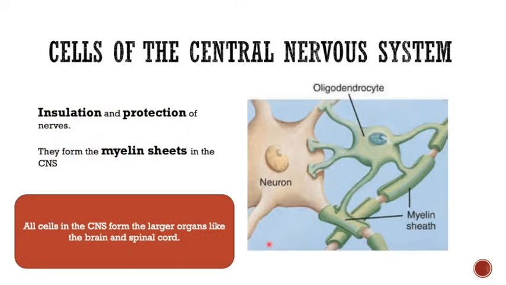Other cells that we have here are the oligodendrocytes. This type of cell has a specific function of isolation and protection of the nerves, just like we talked about before when we discussed the myelin sheaths. That protection, that isolation, is necessary so that the signal can travel all the way down the axon. These are the cells that form the myelin sheaths of the central nervous system.